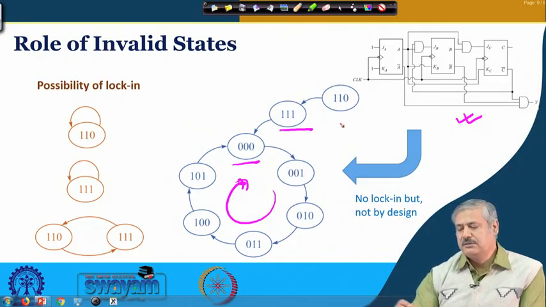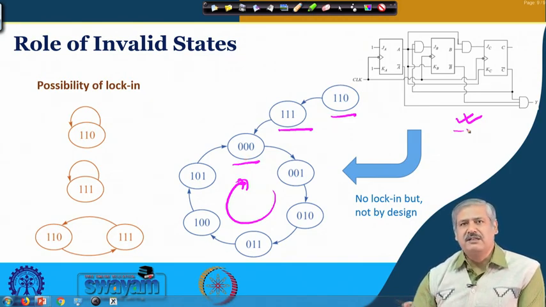And had it gone to the other invalid state, which is 1, 1, 0, with a clock trigger it would have come to 1, 1, 1 and then to 0, 0, 0. Okay. So, this is what happens for this particular circuit, but this happened just like that.